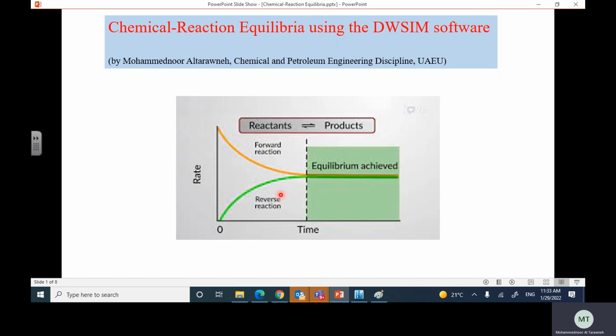If the reaction is exothermic, we will reach the equilibrium stage in a shorter time. If the reaction is endothermic, then we need a longer time to reach the equilibrium stage. So here we should distinguish between the kinetics and the thermodynamics effect on the chemical reaction. Kinetics is all about the time scale. In thermodynamics, we are just concerned about the final state.